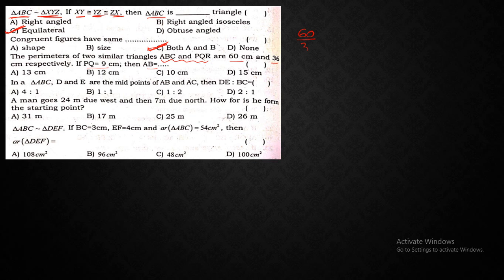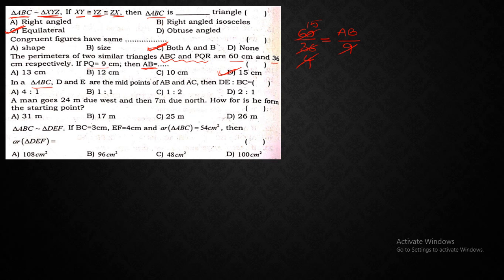So 60 by 36 is equal to, here he is asking AB. First we have considered triangle ABC, so AB by 9. Now 9 4s are 36. Next in the 4 table this goes 15 times. So from this AB is equal to 15 centimeters.